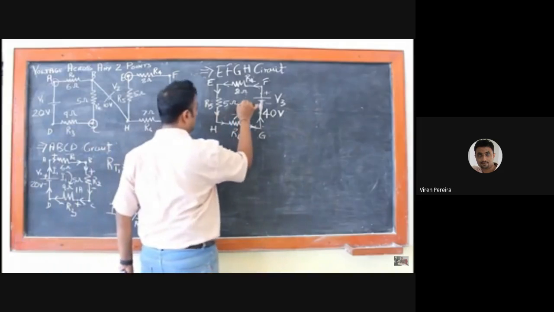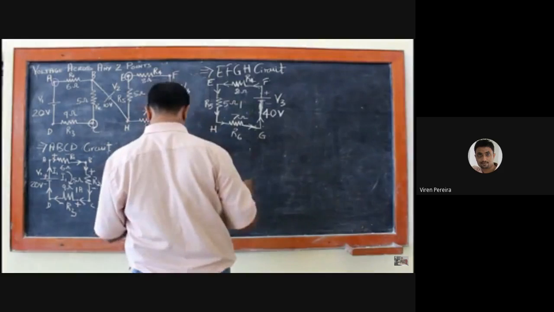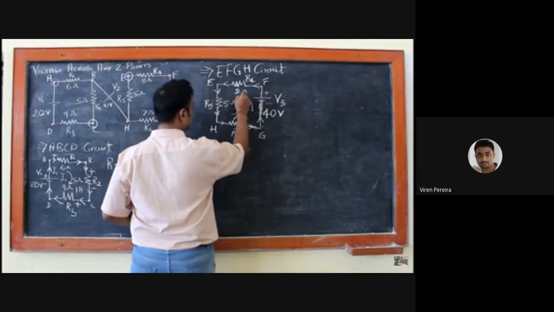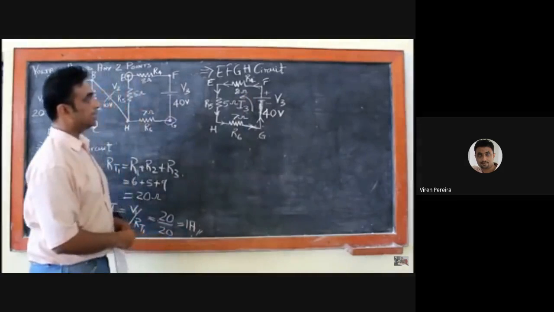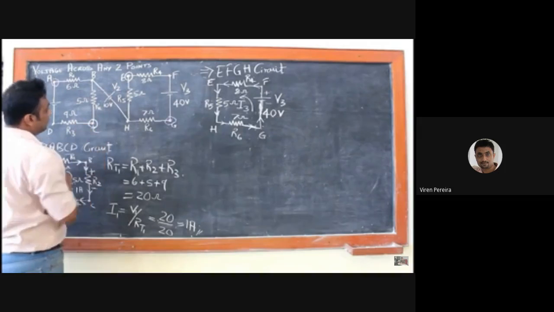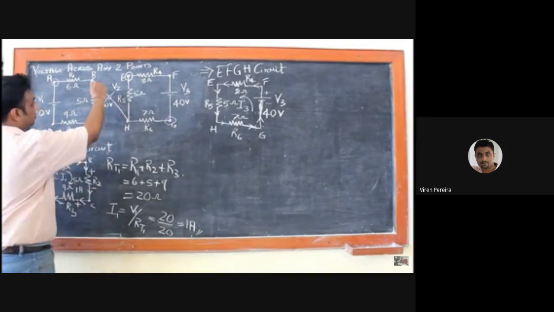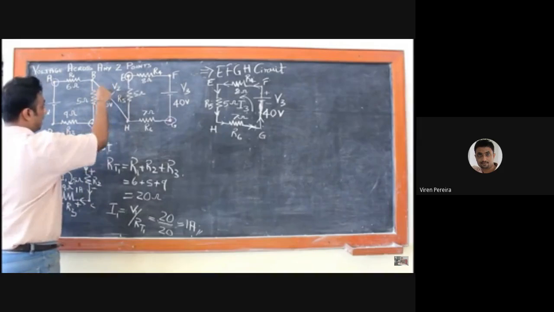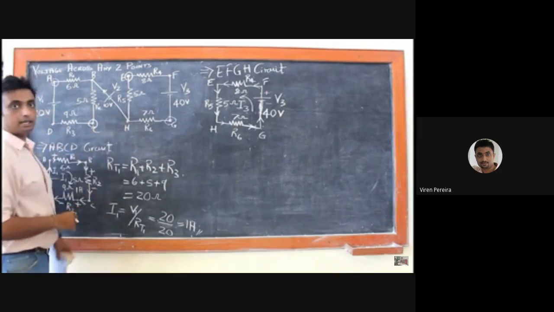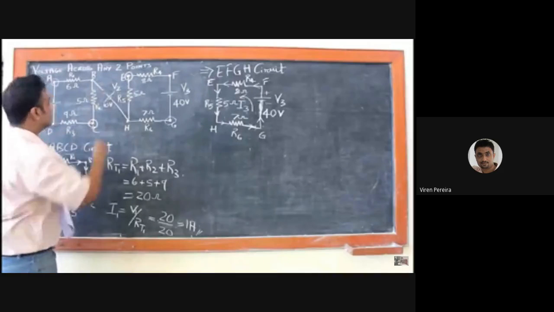I'll name this current as I2. I didn't name this as I2 because in my 10 volts voltage source there is no I2 current. So here my I2, if there is a current, will be equal to 0 because there is no go and return path for my current.